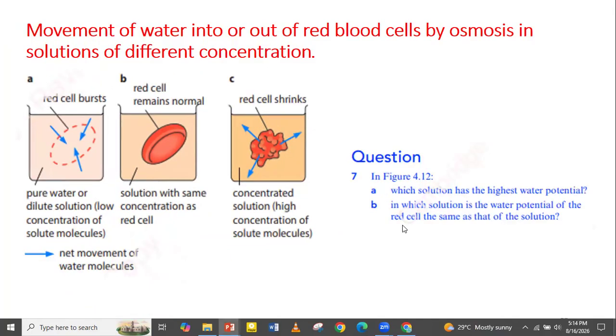Okay, so let's try to answer these questions. They're asking us, if you look at these figures, which solution has the highest water potential? Highest water potential, look at the one that is losing water to the cell. In this case, it's going to be solution A, which is pure water. So it's the one with the highest water potential. In which solution is the water potential of the red blood cell the same as that of the solution? It will be in this solution B, because the red blood cell remained normal and it did not burst or shrink.